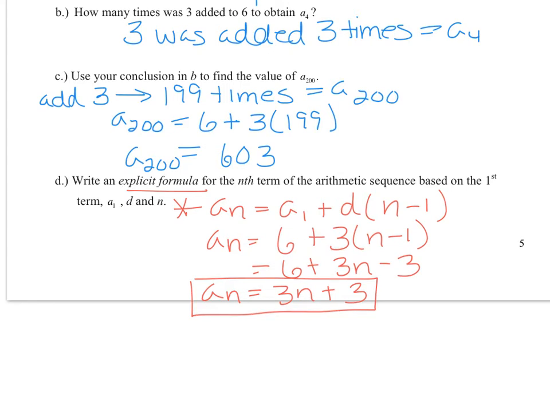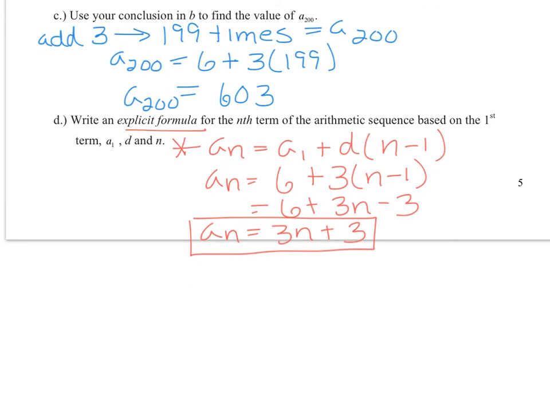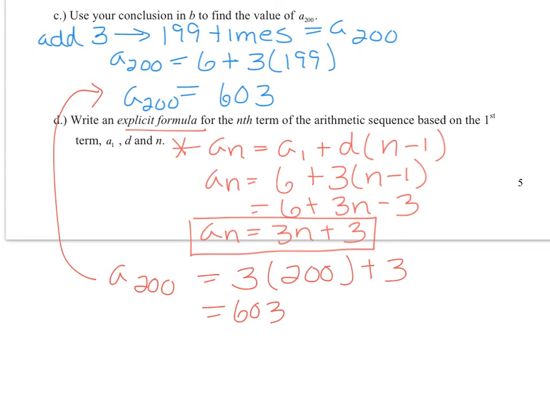Well, let's see if this works out. I was looking for the 200th term. So a sub 200 would be 3 times my n, which is 200, plus 3. Well, 3 times 200 is 600 plus 3 is 603. Does it match what we did up here when we found it by adding 3's? Yes, it does. So that explicit formula will give us any term we want in that sequence.